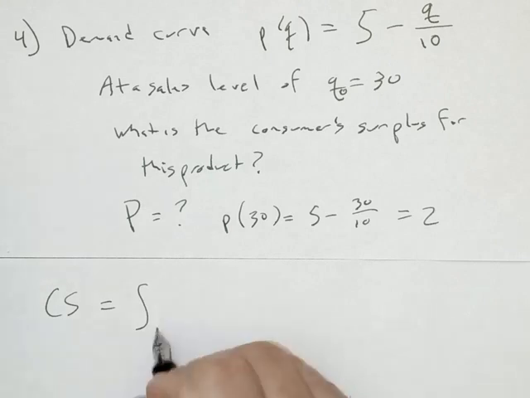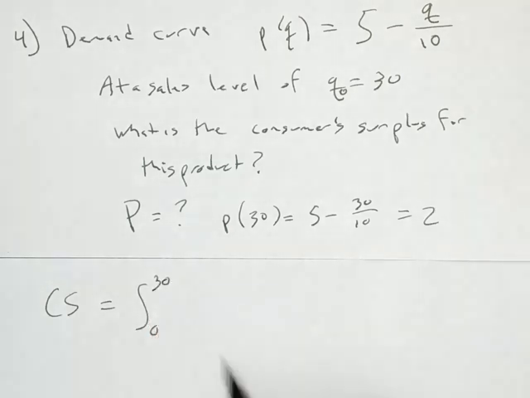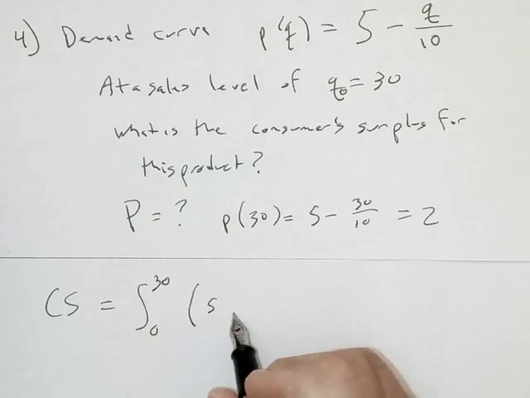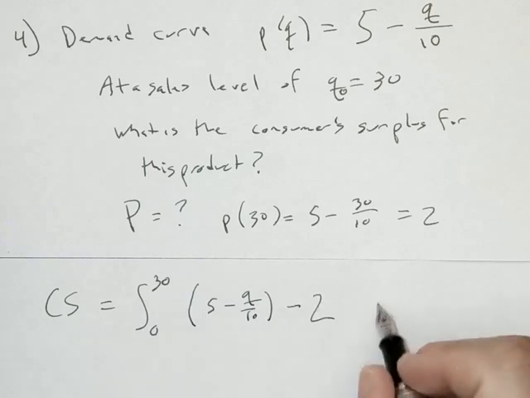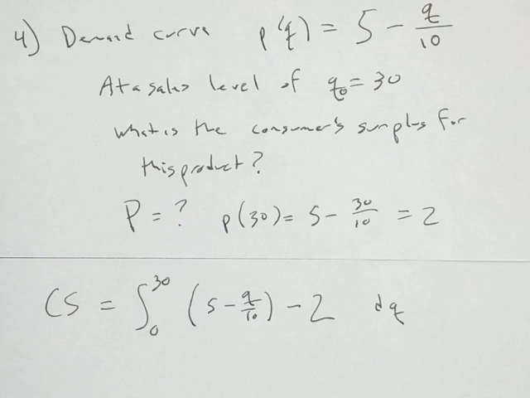You want to integrate from 0 to 30. Yep. And then my price equation minus my equilibrium price. Now, I will freely admit, this is a trivial integral because I picked a straight line equation.